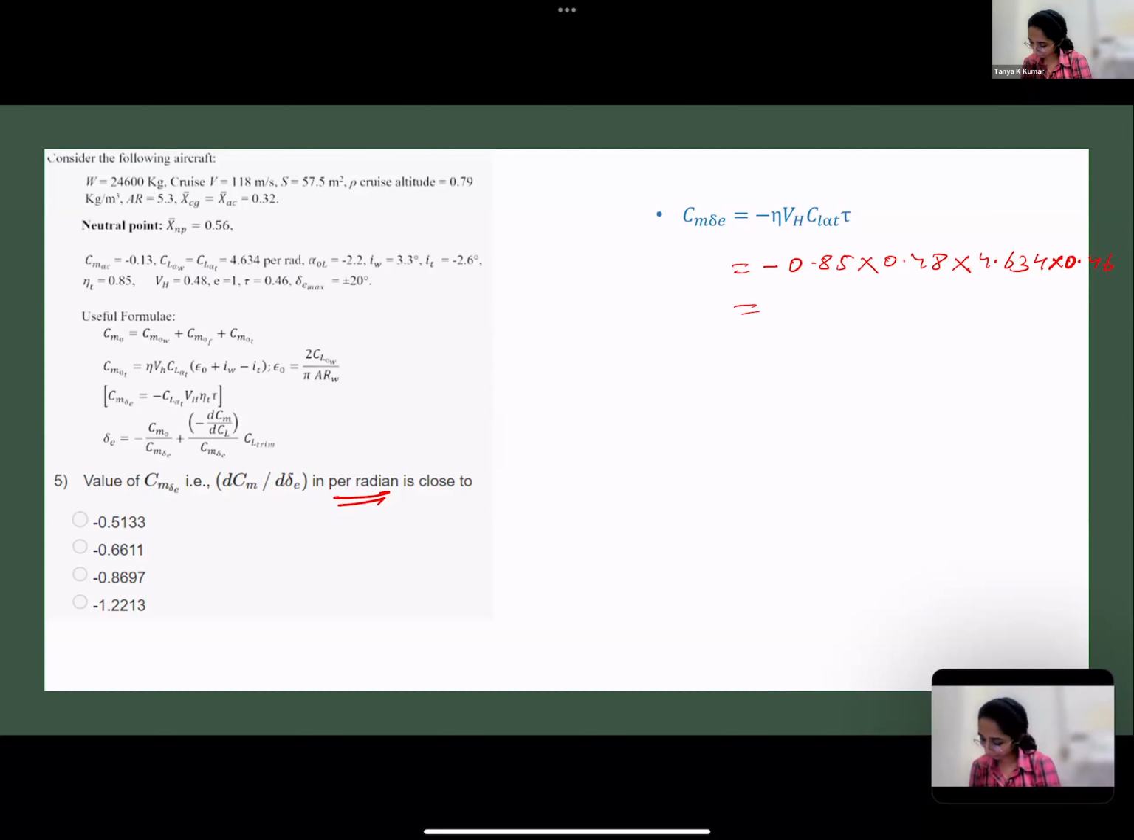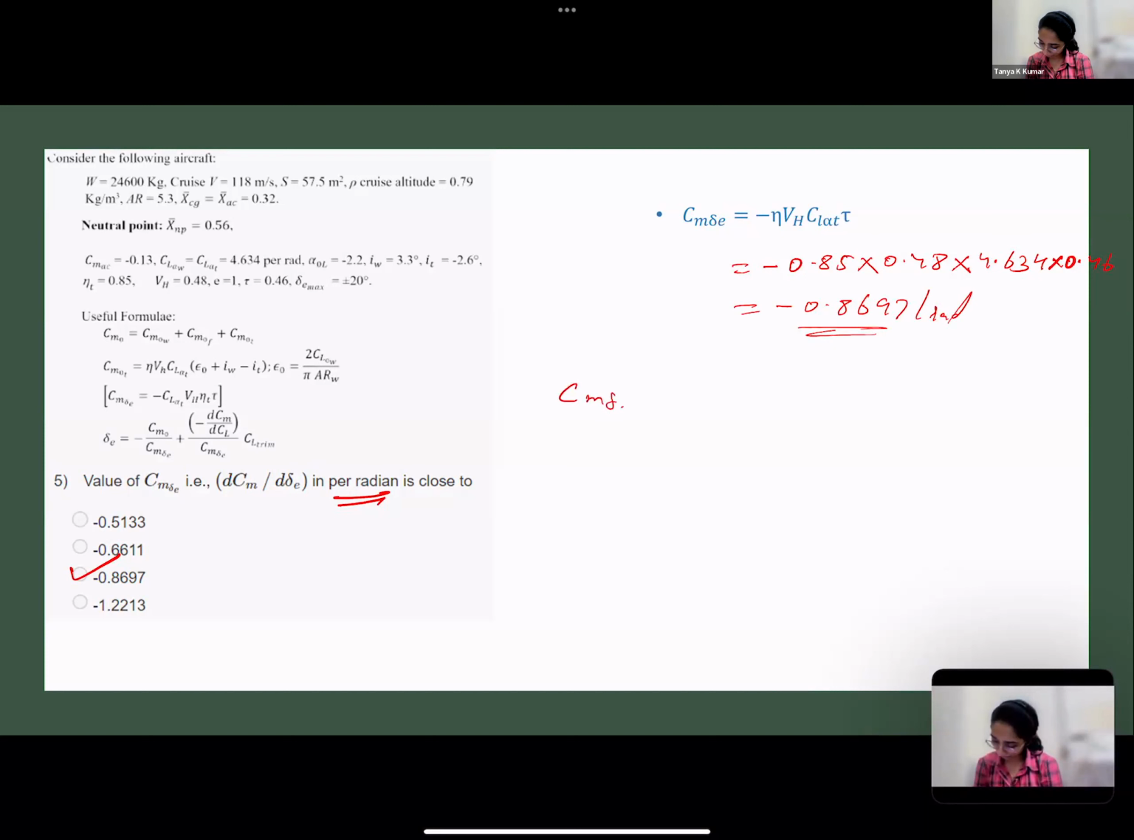So I'm getting it around -0.8697 per radian. This is the one. Okay. Now this is negative. Can you tell me why we need it to be negative? Not why we need it to be negative, but why is it negative? Cm delta E.